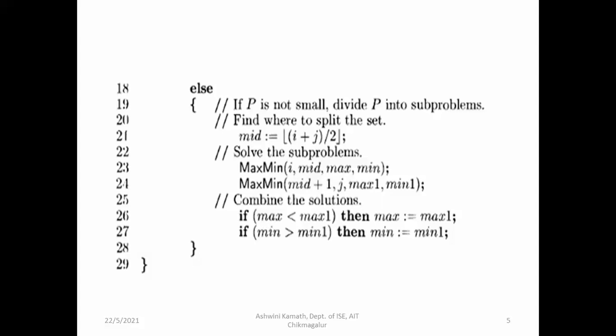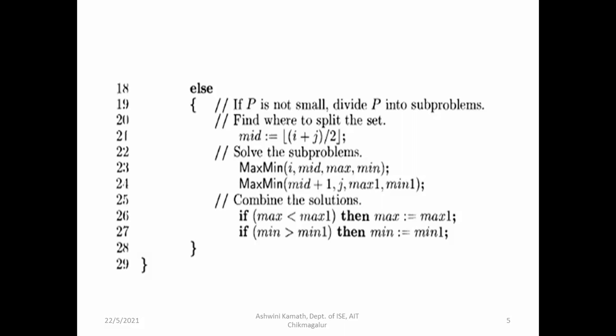We'll see how it works with an example. I hope you understood. So when we have a single element, it is small of p: assign min is equal to max is equal to the same element, and return, that is, terminate the function. Okay, if we have two elements, check which one is maximum and which one is minimum, assign it and terminate the function. Otherwise, divide it.